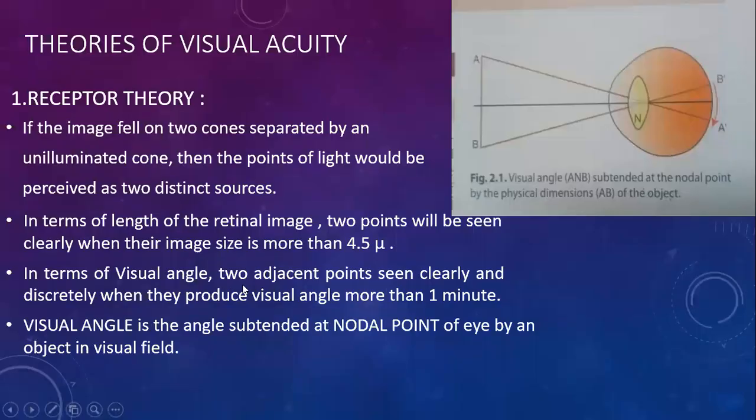So the visual angle is the angle subtended at the nodal point of the eye by an object in the visual field. This angle is called A N B. This is called the visual angle, which is the most important thing, and it should be more than 1 minute apart. Otherwise, it won't form any image. So this is the receptor theory.